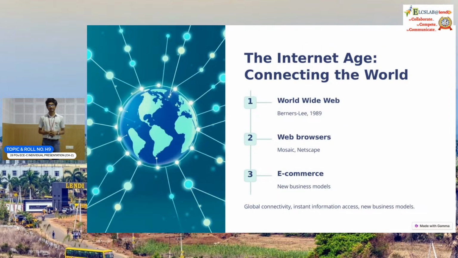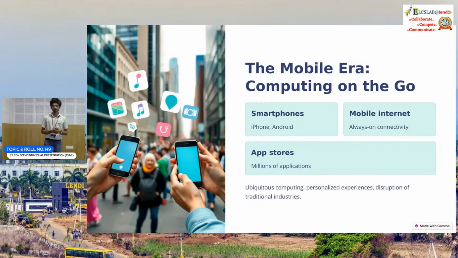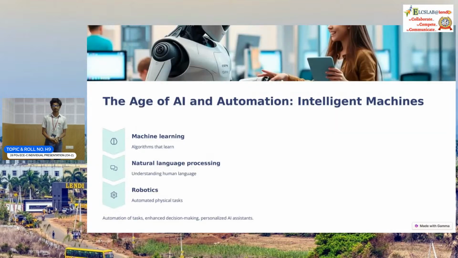The internet is connecting the world. The World Wide Web, web browsers and e-commerce brought global connectivity, instant information access and new business models. The mobile era, computing on the go: smartphones, the mobile internet and app stores, computing with personalized experience and the disruption of traditional industries.